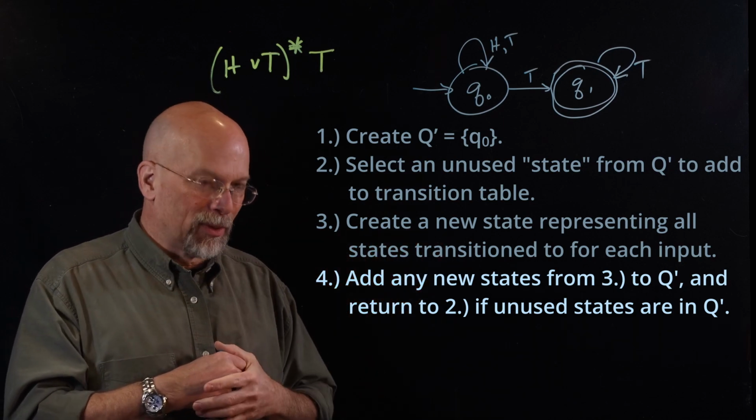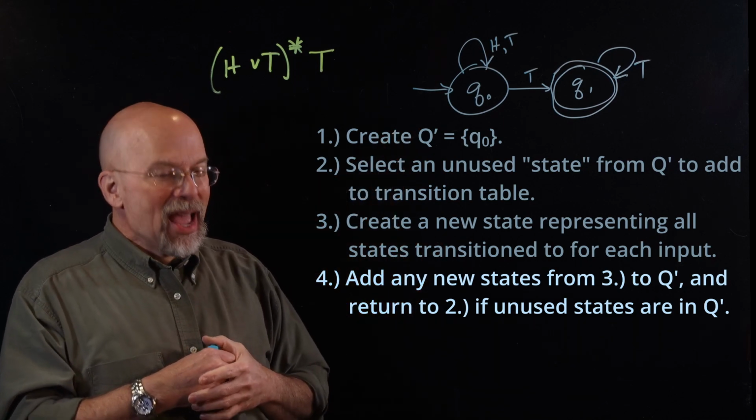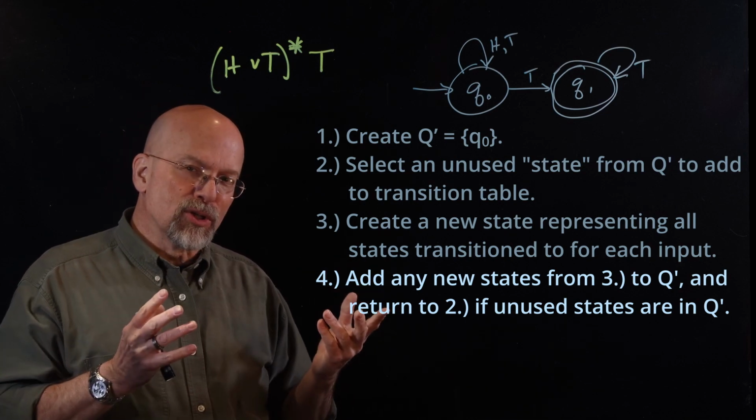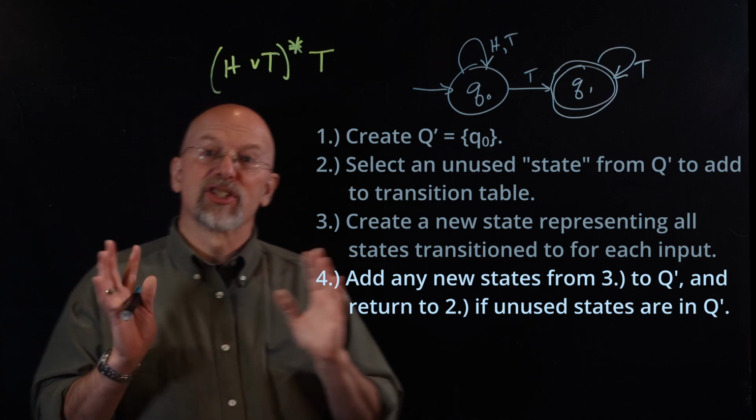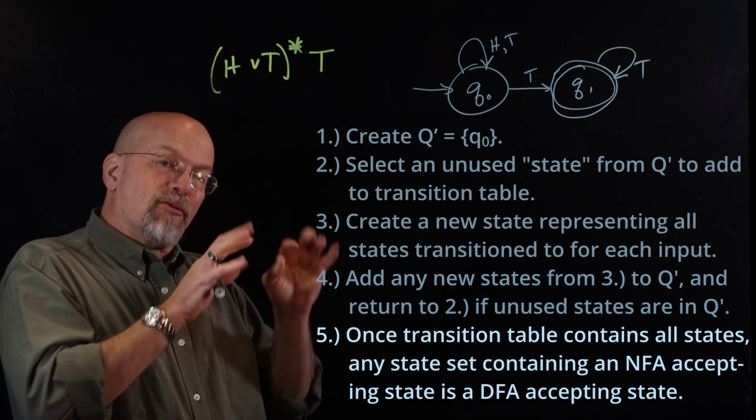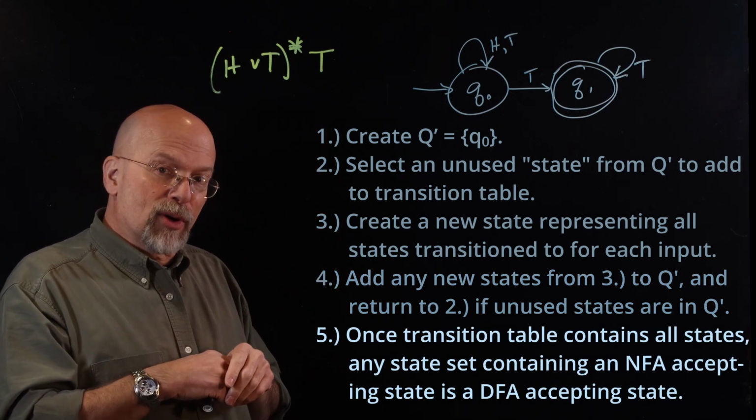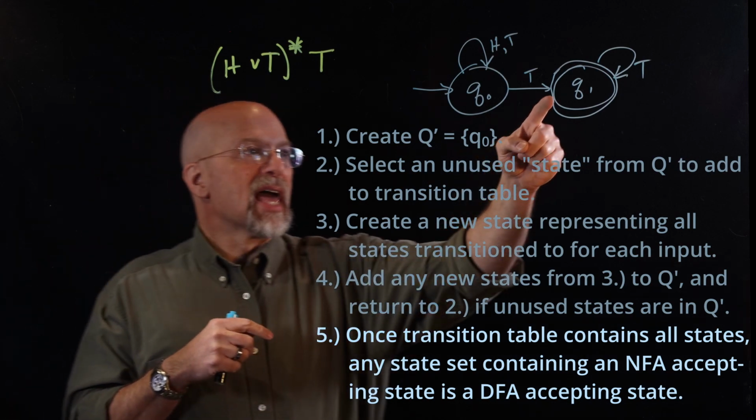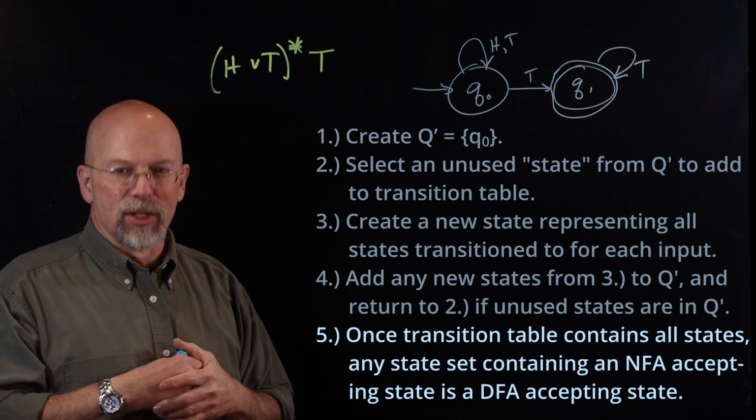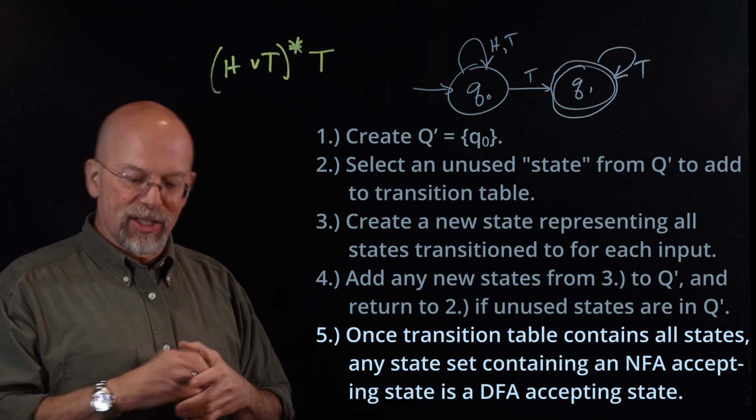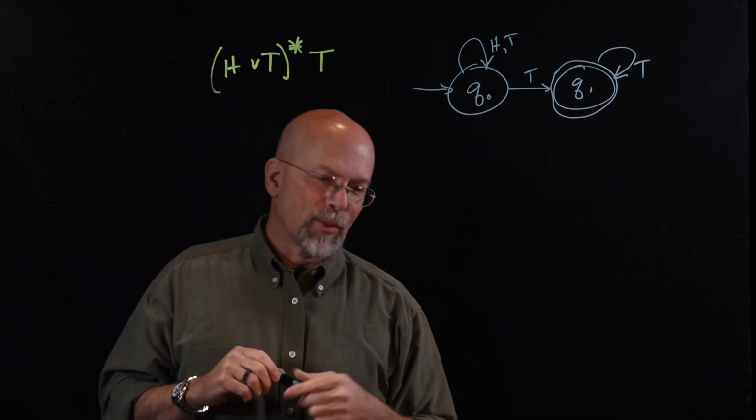I'll show you with this example. If you get to step 2 and there are no new states that have been added to Q prime, you're done. Go down to step 5. Step 5 says that if one of these new states that we've created contains an accepting state as one of its sources, that too is going to be an accepting state. Well, let's go ahead and do the example using what we've got up here.